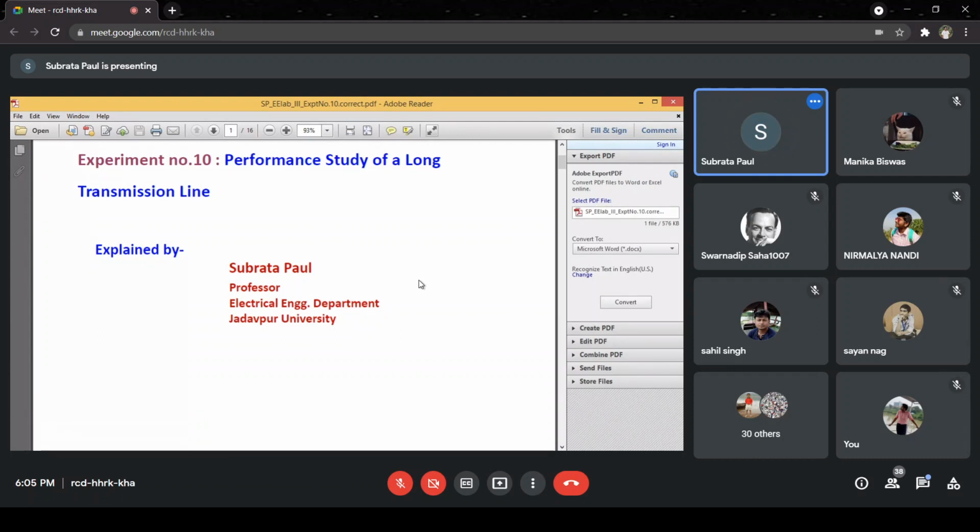Response means the voltage and current, usually, that we get at the receiving end when the line is differently loaded in different manner. What type of response do we get in the receiving end voltage and current, etc.? The theoretical idea you have already got. Now, through this experiment, let us just verify that. This is the main purpose of this experiment.